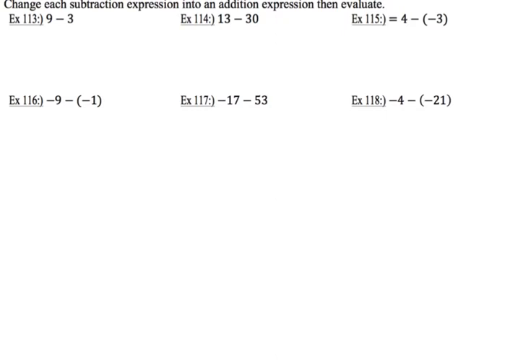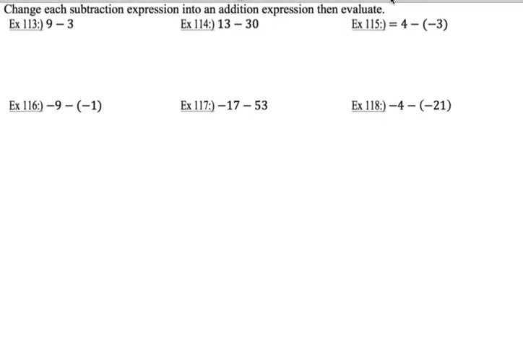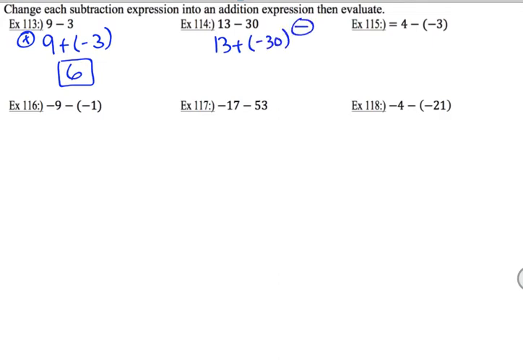Okay, examples from the notes. Change the subtraction expression into an addition expression, then evaluate. So the first one, 9 minus 3, becomes 9 plus -3. The positives win. The answer is 6. Next example, 13 minus 30 becomes 13 plus -30. The negatives win, and 30 minus 13 is 17, so it is -17.